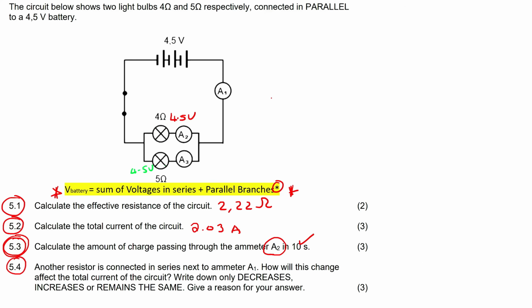This last one says that another resistor is now connected in series next to ammeter A1. So maybe we can just go put it over there. So there we've got a resistor.